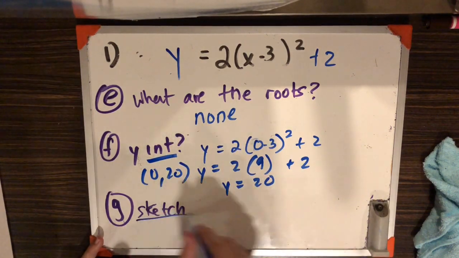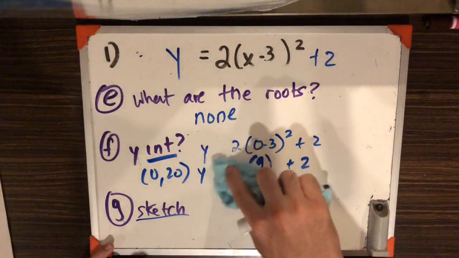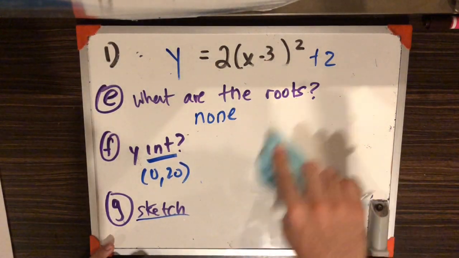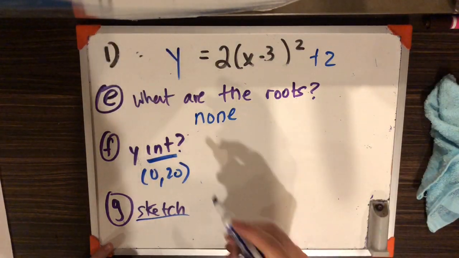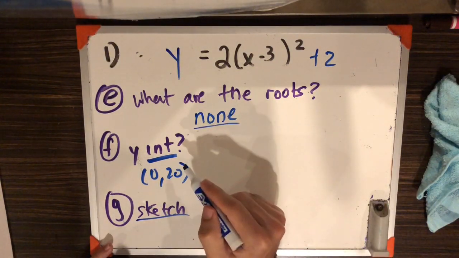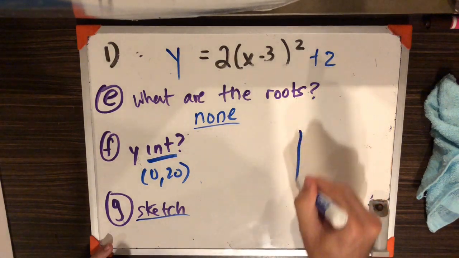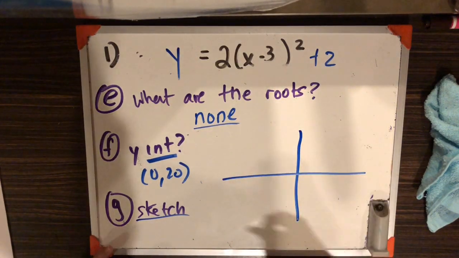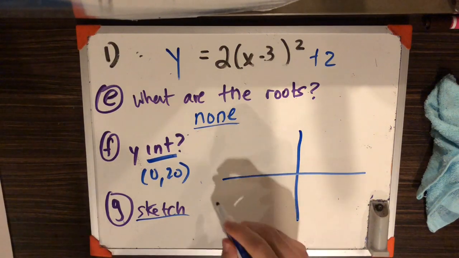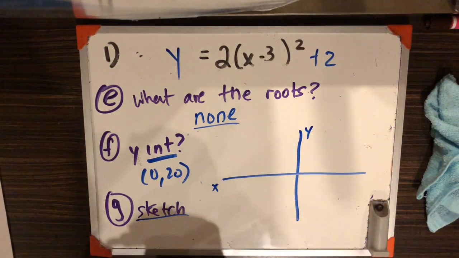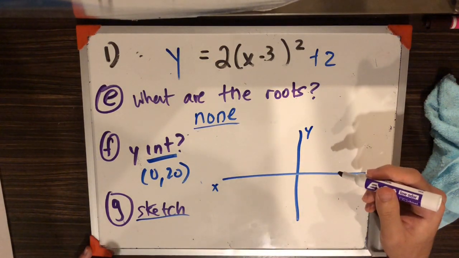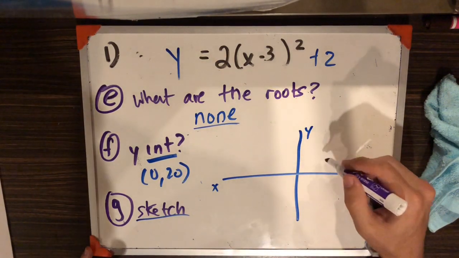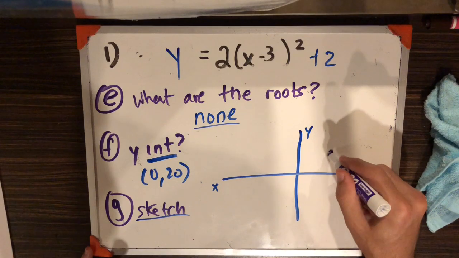Okay, now let's sketch, right? For your sketches, all you really need is your x-intercepts and your vertex. In this case, we had no x-intercepts, right? So this sketch should actually be pretty easy. I have my x-axis, I have my y-axis. Let's go ahead and sketch this using our vertex. Our vertex was (3, 2). Okay, let's say that's (3, 2).